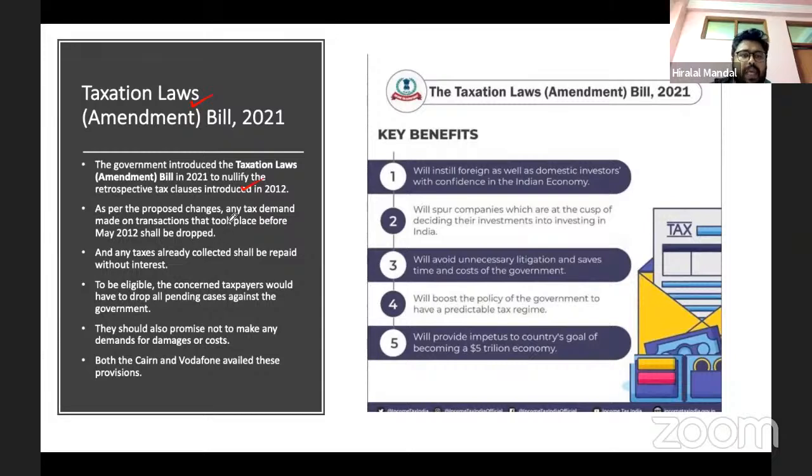Under this one, any tax demand made on transactions that took place before May 12 shall be dropped. The tax collected shall be repaid without interest. That is something that is mentioned. And at the same time, it will also expect the parties to drop all the cases against the government of India. And that is what has been mentioned under the amendment laws. It is going to benefit India hugely.